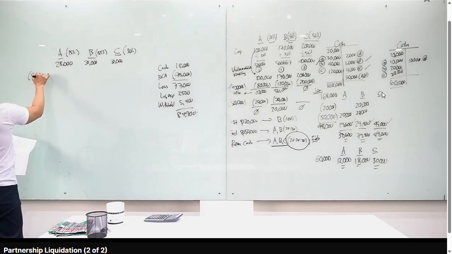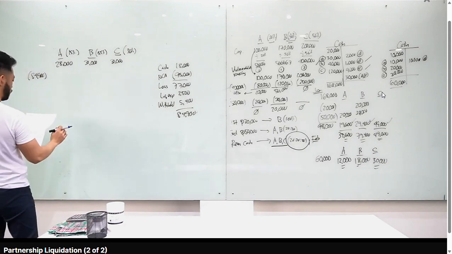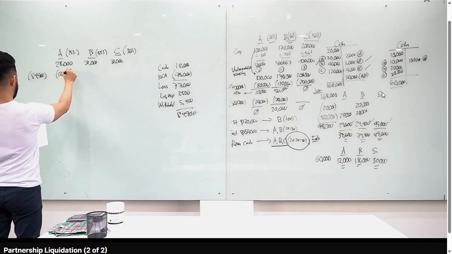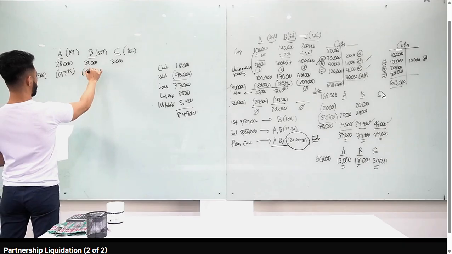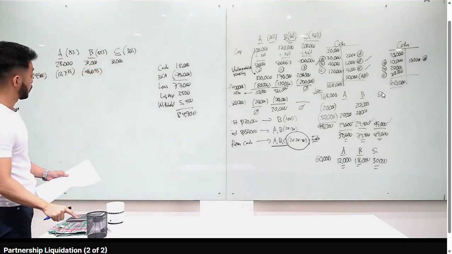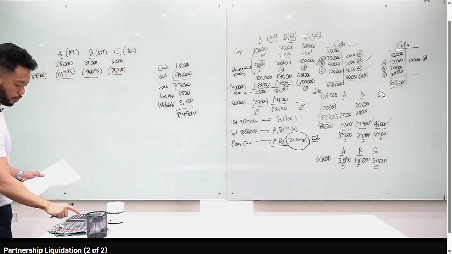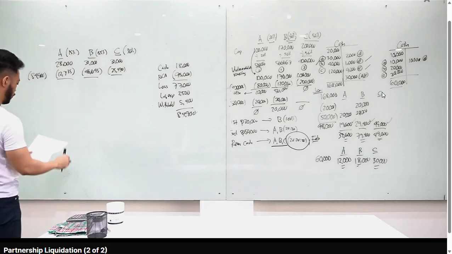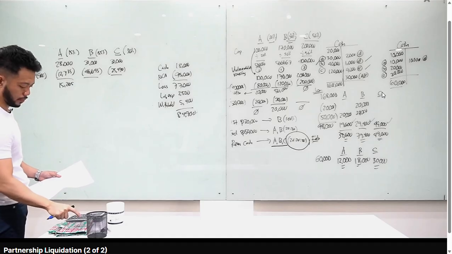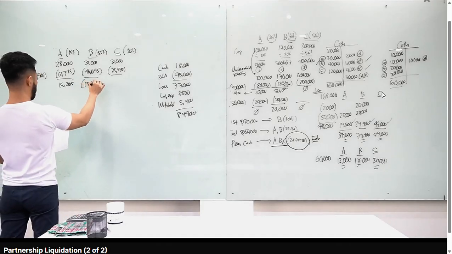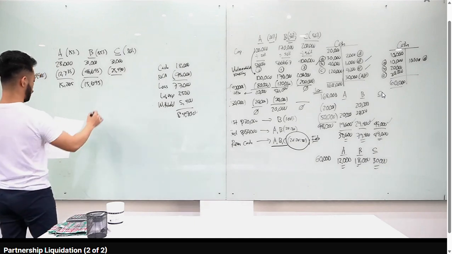Let's allocate that to the 3 partners. 84,900 times 15%, you have 12,735. 84,900 times 55%, 46,695. And then 84,900 times 30%, 25,470. Okay, so let's compute the capital balances. 28,000 minus 12,735, you have 15,265. For partner B, 31,000 minus 46,695, you have minus 15,695. And then for partner C, 31,000 minus 25,470, 5,530.